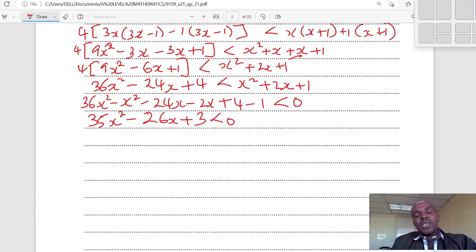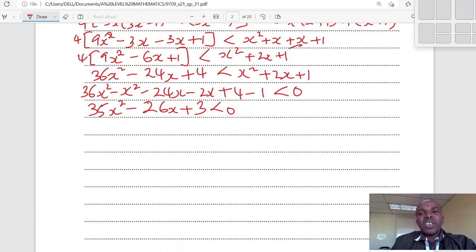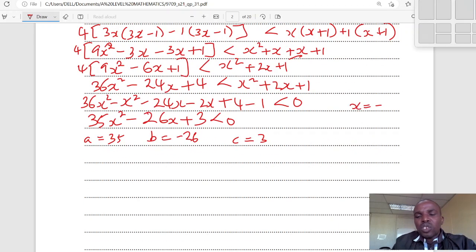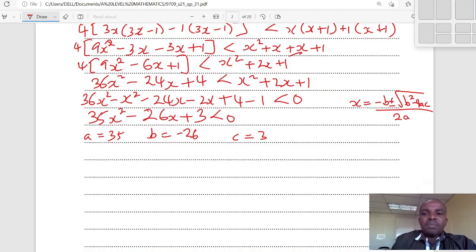After that, you have to find the critical values of x. What are the critical values in this case? You can either use the quadratic formula, the completing the square method, or factorization. I prefer to use the quadratic formula in this case, right? So using the quadratic formula, a is 35, b is negative 26, and c is equal to 3. Then the quadratic formula says what? It says x is equal to minus b plus or minus the square root of b squared minus 4ac, 4 times a times c, all over 2a. That is 2 times a. Right, let me use this formula.